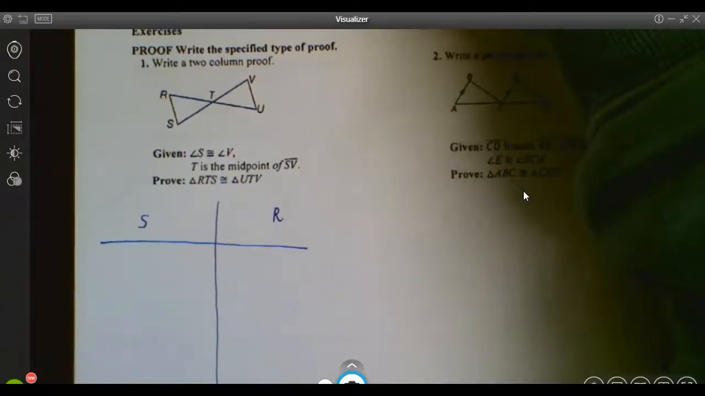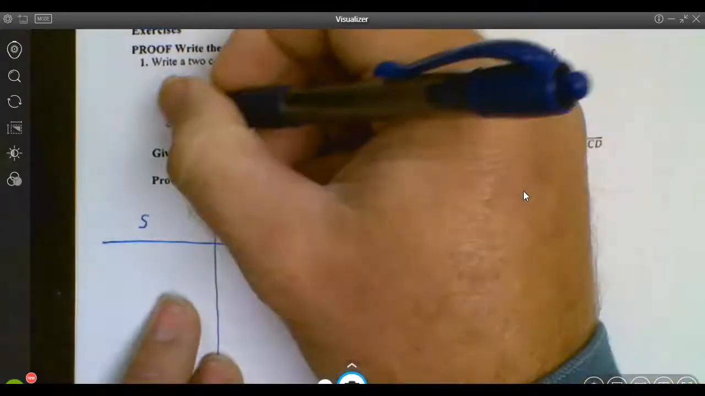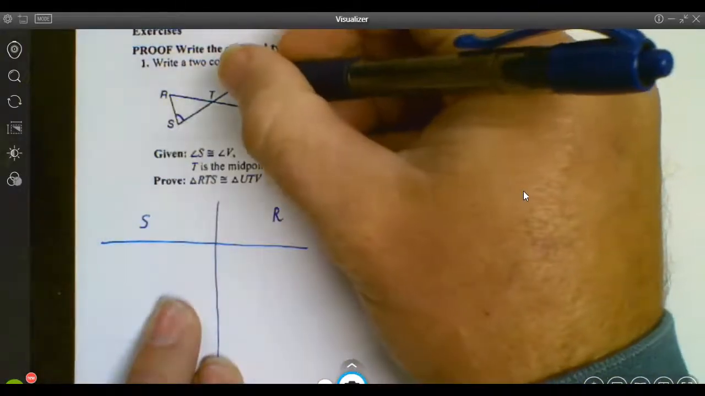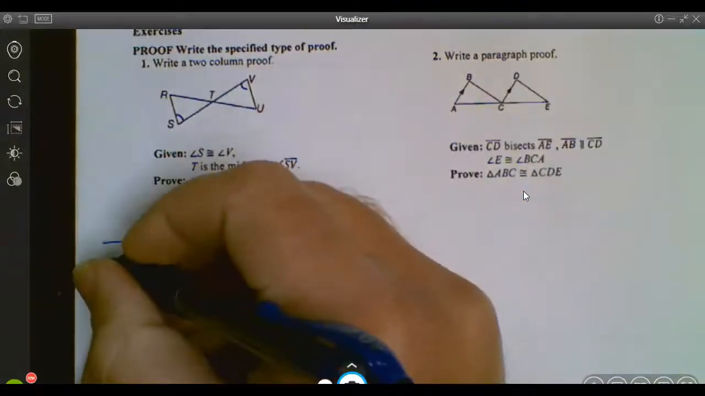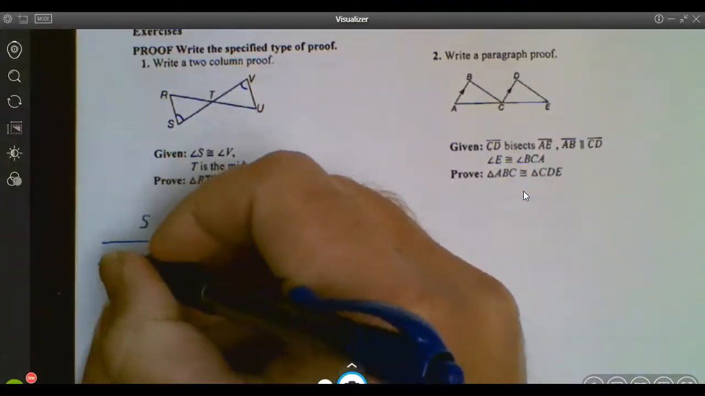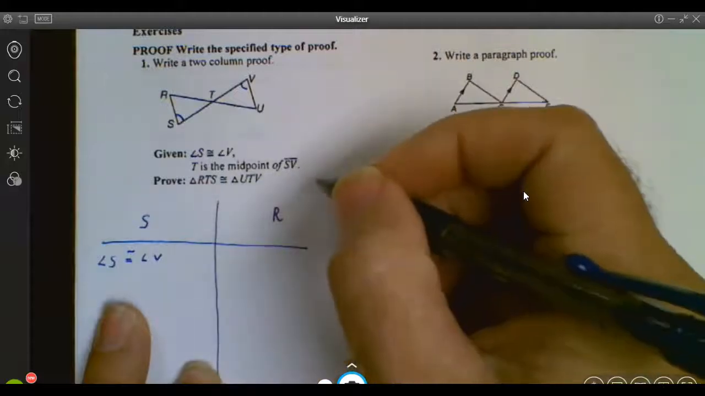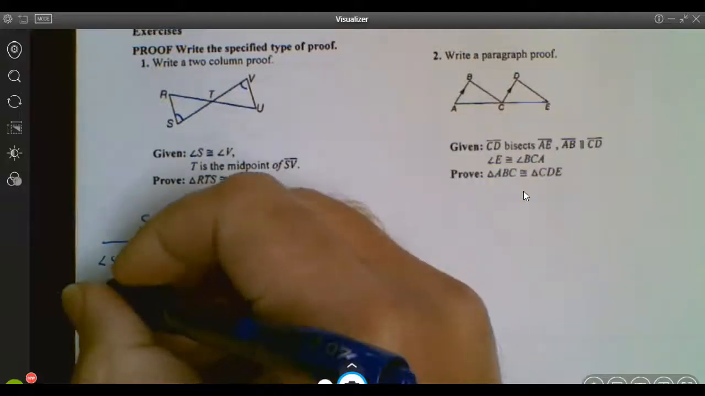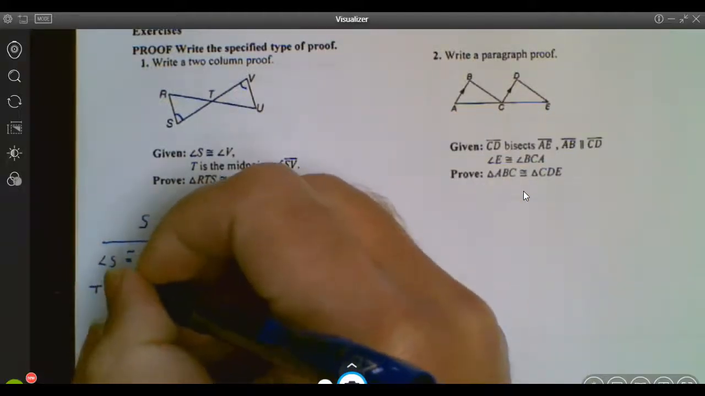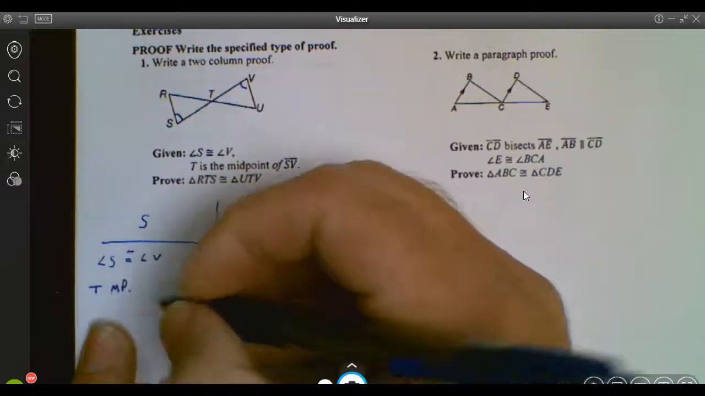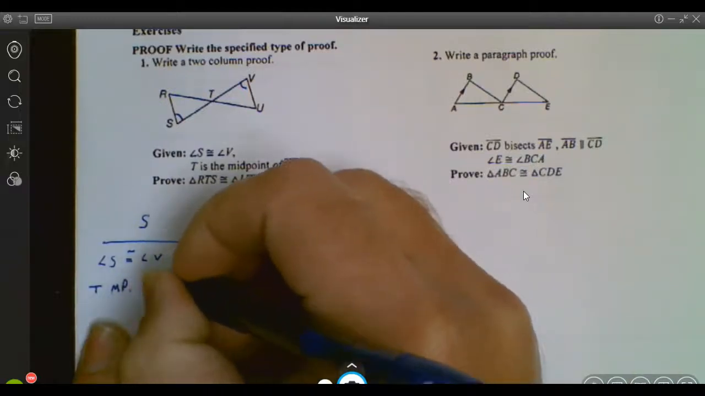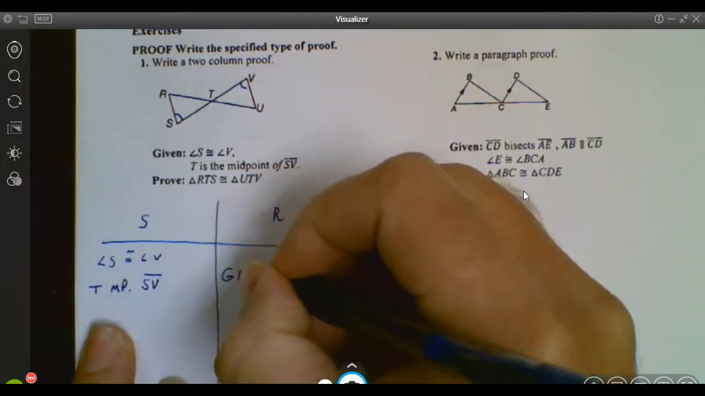So we got our given information, S is congruent to V. We want to make sure that we mark that once we've set it within our proof. As well as T is the midpoint of SV. So T, and I'm going to abbreviate here, midpoint of SV, and all that was our given information.